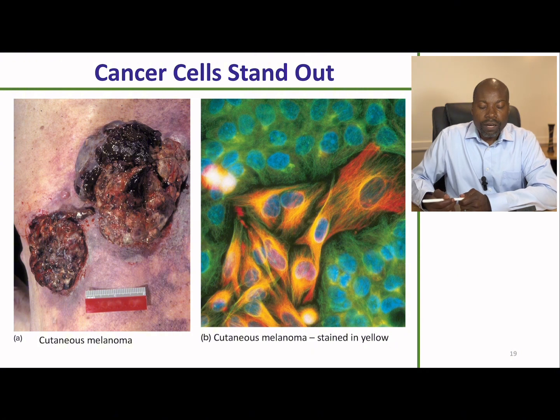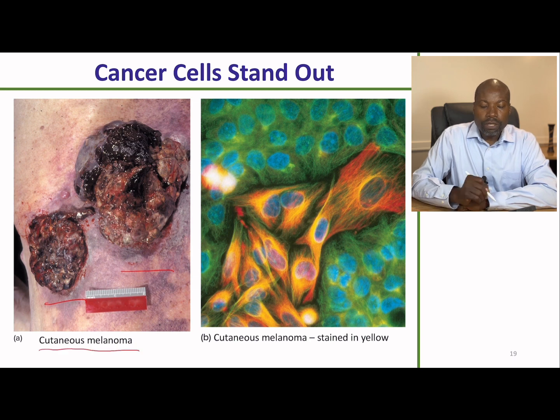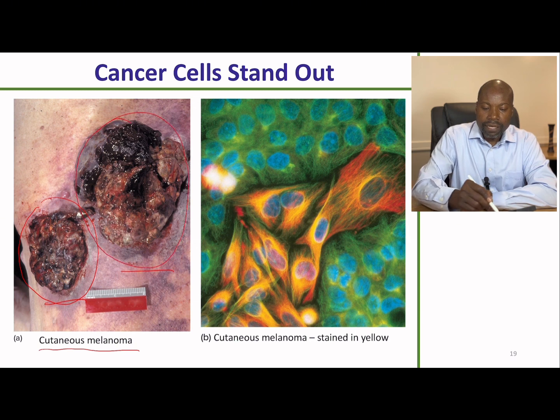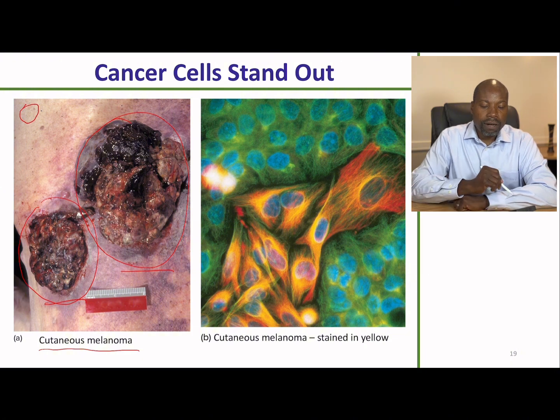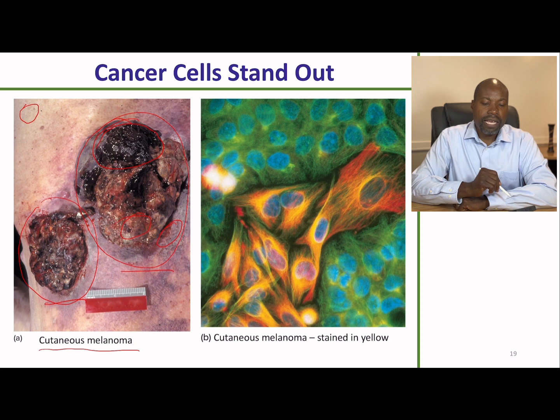All right, so here we have a cancer situation, okay? So this is a cutaneous melanoma, okay? You can see it looks pretty nasty, right? And you can see that, for instance, the skin has a certain color here, but the color is different here, right? Look at the color here, and even here, it is different, right? So the cancer cells look different compared to normal cells.